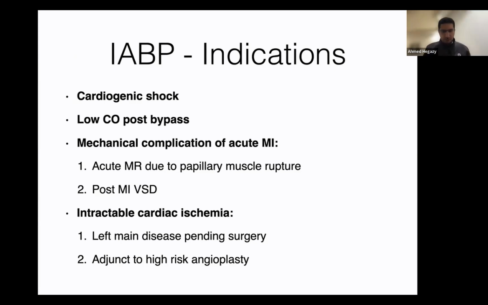There's been a study that was recently done with high-risk angioplasty, and it did not show a difference whether you put a balloon pump in or not. So it's really a case-by-case basis.